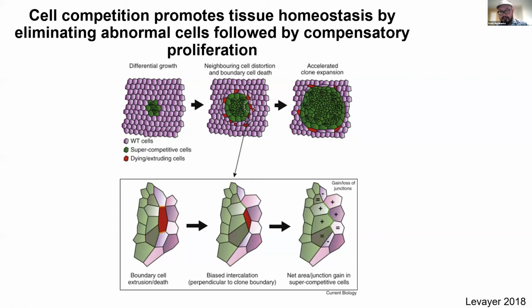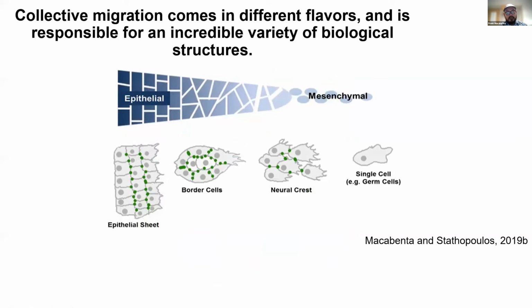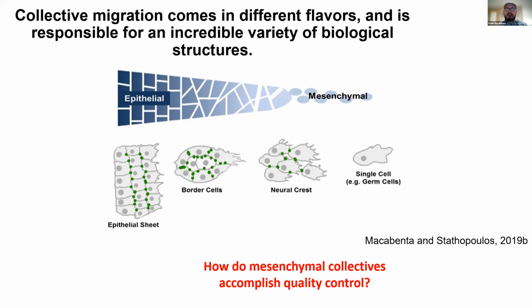Now, epithelial cell collectives that have stable junctions have really been the paradigm for collective migration. But we now know that there is a continuum of cell states that exists in various forms of development. Anywhere between the epithelial to mesenchymal states, you also get this variety in the number of cells that have stable adhesions between neighboring cells. And so that really leads us to the question of whether these more transient adhesive contacts allow for quality control as well.